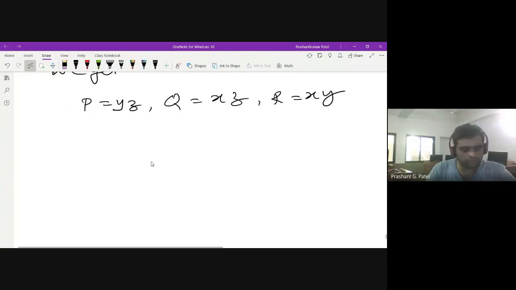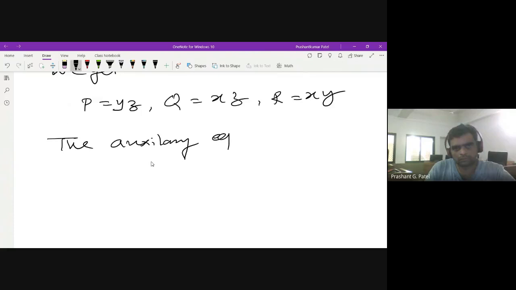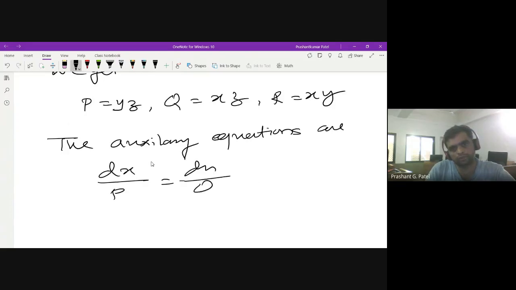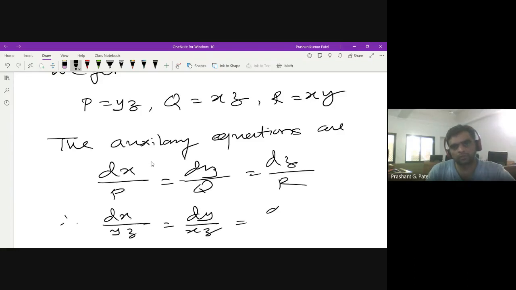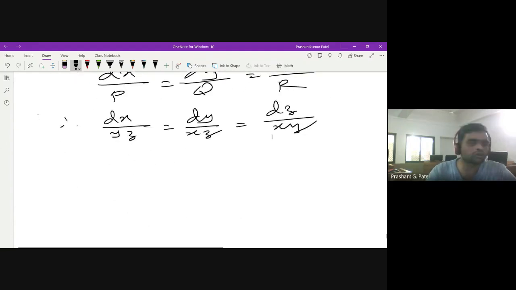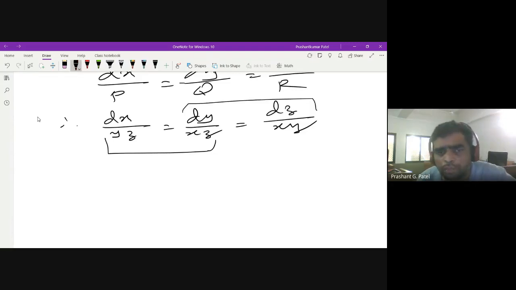Now the auxiliary equation: dx upon P equal to dy upon Q equal to dz upon R. That means it is dx upon yz equal to dy upon xz equal to dz upon xy. Here also you can compare two at a time, and these will lead to two solutions. Ultimately, we have to obtain two solutions.